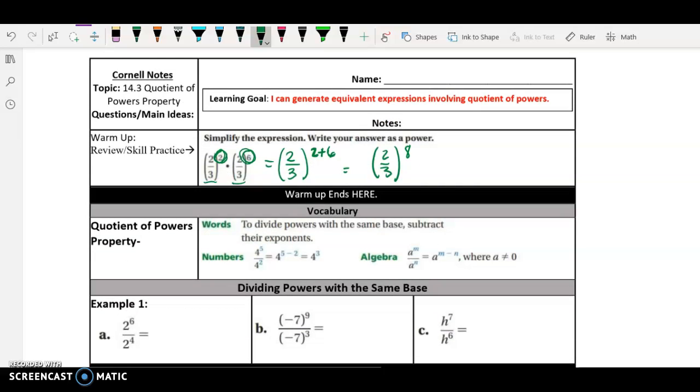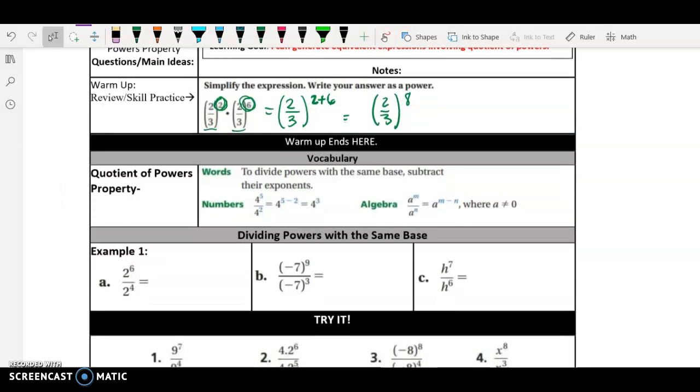So now we're going to get started on the quotients of powers property. This means that to divide powers with the same base, we subtract their exponents. Remember that division can also be written as a fraction. As long as they have the same base, and these are both a base of 4, we can subtract our exponents. So 5 minus 2 is 3.